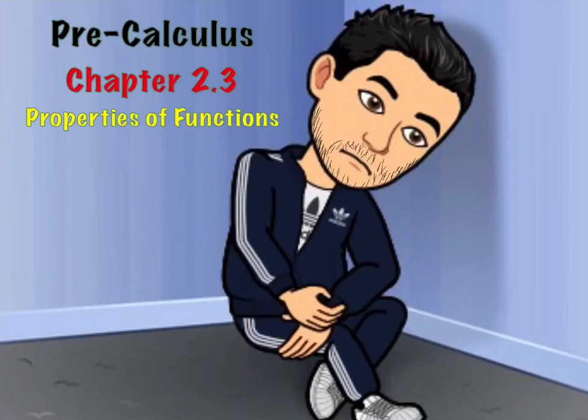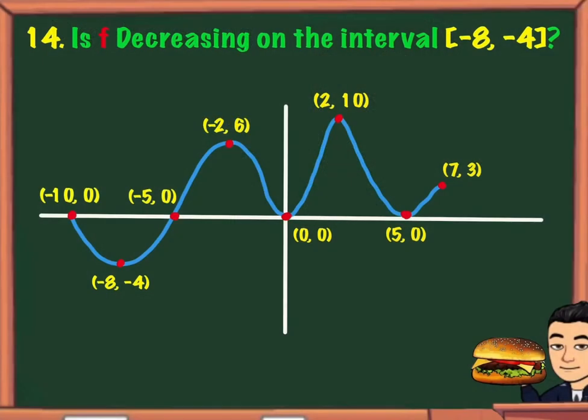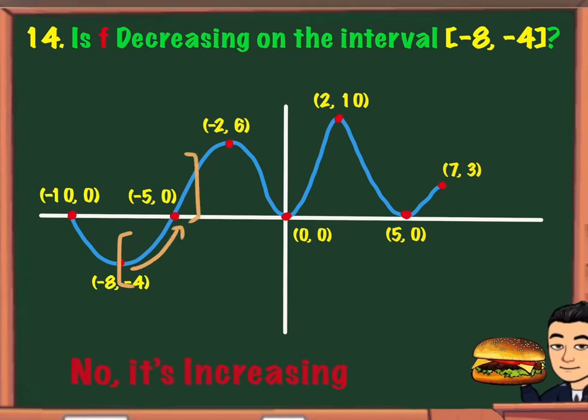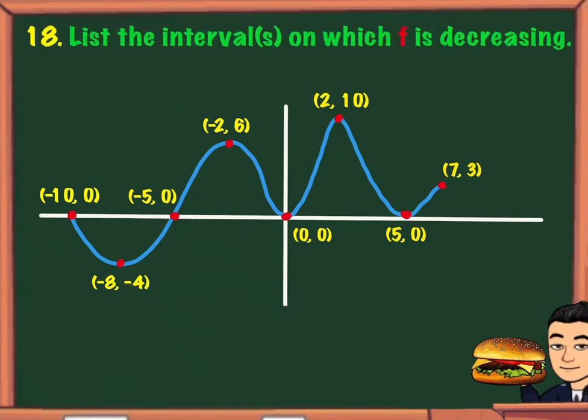This is Precalculus Chapter 2.3, the properties of functions. Let's get started. For number 14, the interval of -a to -4 is right here, and it's increasing. So you want to say, no, it's increasing. So let's take a look at the intervals that's decreasing.